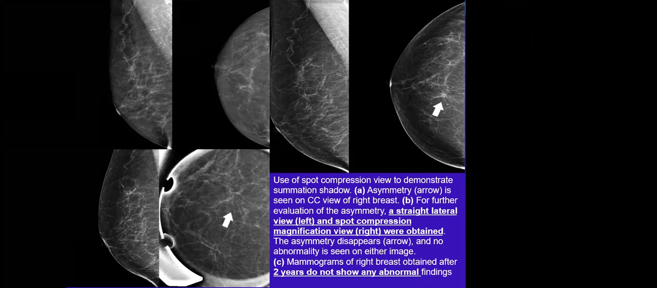You might expect in the other view that it is not included in the field of view in the receptors, so it is excluded and not seen in the other image. But if it is seen far anterior, in the middle or anterior breast, you don't expect it to be excluded in the other view. It has to be within the receptors.